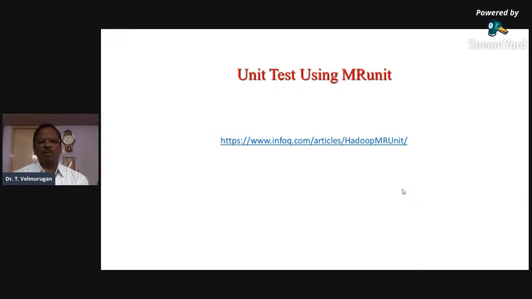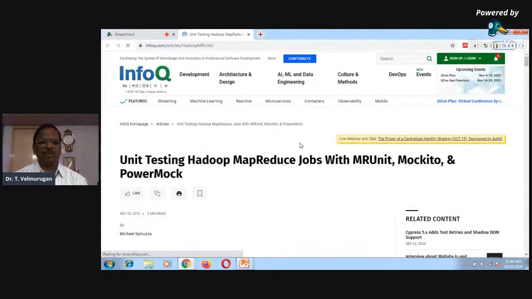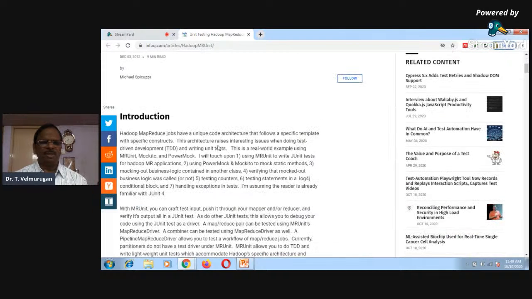Suppose you want to read more about unit testing, how we do unit tests is given in the method. Unit test using MRUnit is one of the very famous technologies. That is an example of unit testing. One of the MapReduce functions is tested by using this. You can visit this website: Unit testing Hadoop MapReduce jobs with MRUnit, Mockito, and PowerMock. These are some real-time examples given in this.